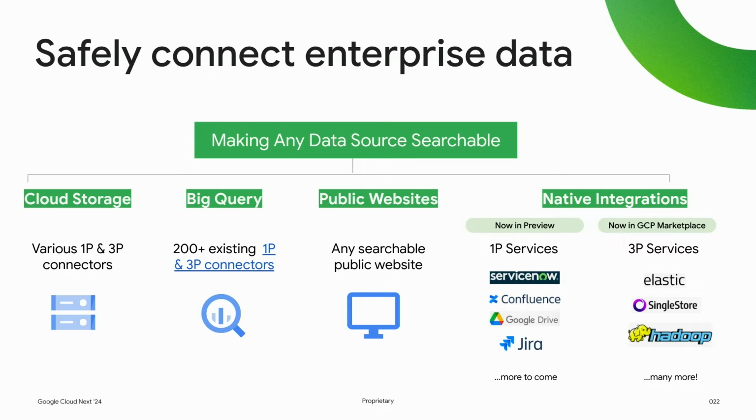Here we're working very closely with Google AI Research and DeepMind to bring you the latest and greatest of our technology for your use cases. Many of you also want to build chatbots, for example, for public websites. We also have a product offering for that. And we have a lot of other native integrations like Confluence, Jira, Elastic, Hadoop, and so on. So without further ado, let's take a look at the demo.